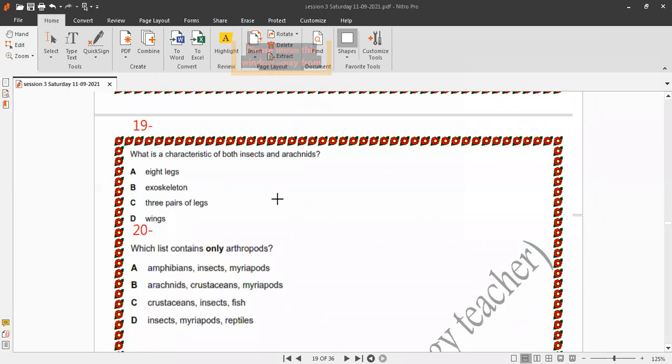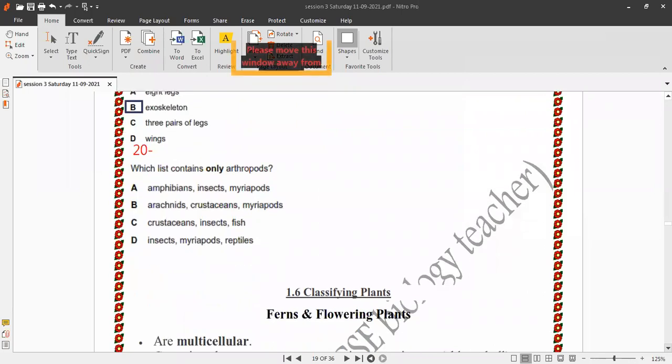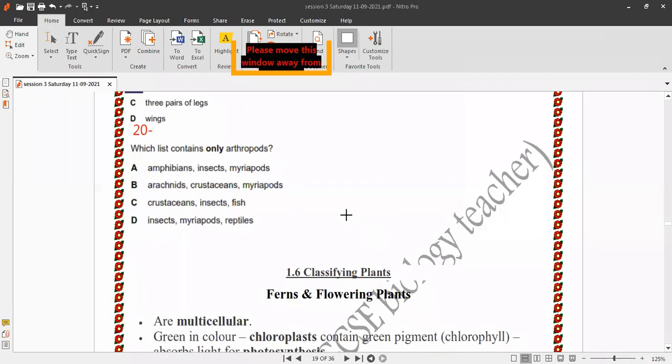What is characteristic of both insects and arachnids? Also here the correct answer, exoskeleton. Which list contains only arthropods? A isn't correct because here are amphibians. C isn't correct because here are fish. And D is not correct because of reptiles. So the correct answer is B, arachnids, crustaceans and myriapods.